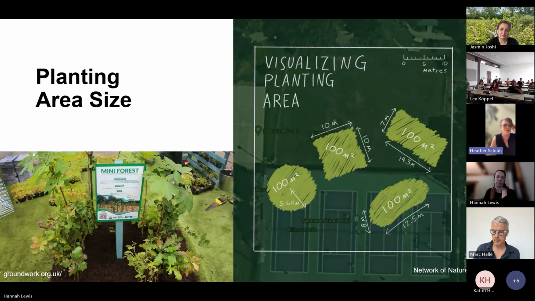Very quickly going through some of this, starting with planting area size. How small is too small? This question often comes up. When Miyawaki was first planting these forests, they were typically larger than most planted today. Some say the minimum threshold is 100 square meters. I've read that the forest should be no narrower than 4 meters. And at the same time, there are some groups that are planting as small as 6 square meters. So it's quite diverse. Next slide.